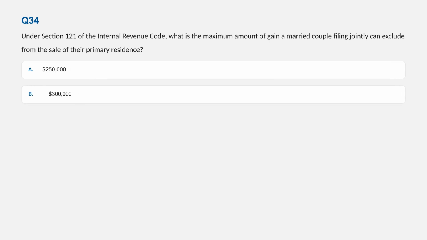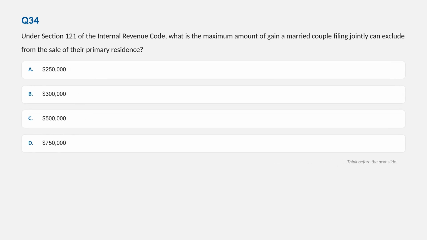Alright, let's move to question 34. Under section 121 of the Internal Revenue Code, what is the maximum amount of gain a married couple filing jointly can exclude from the sale of their primary residence? A. $250,000. B. $300,000. C. $500,000. D. $750,000.